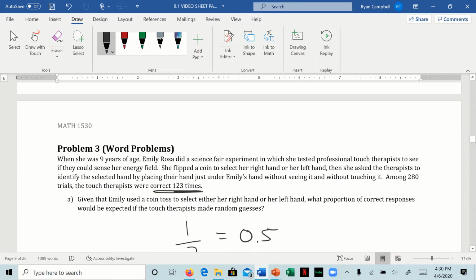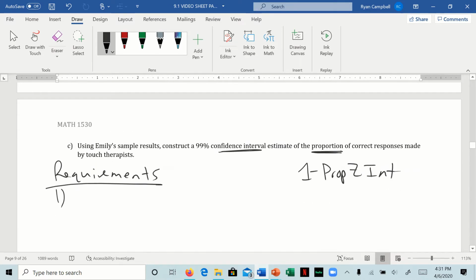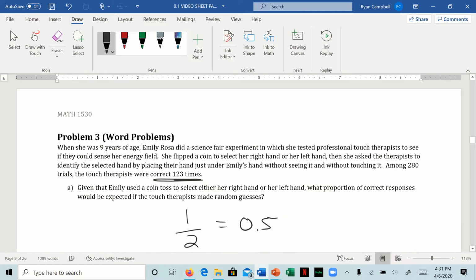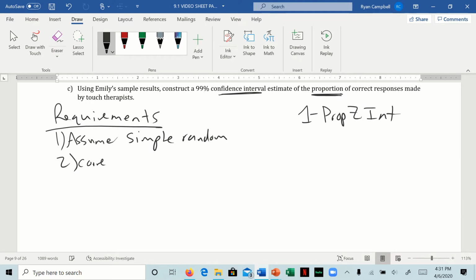Well, number 1, it has to be a simple random sample. She didn't say how she's selecting her people, but it did say that she's doing it pretty randomly. So we could probably just assume at the very least that the way she got her touch therapists was by a simple random sample. Number 2, are there 2 outcomes? Yes, they either get it correct or they get it incorrect, right? Another way you can think about it is either the right or left hand. So 2 options.